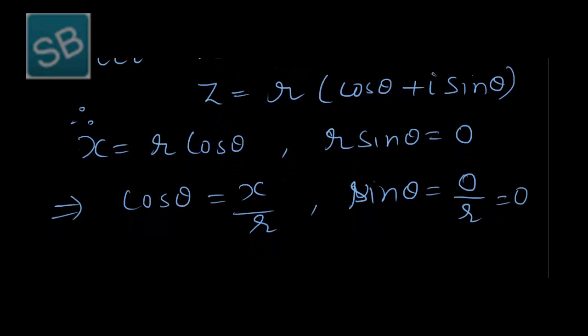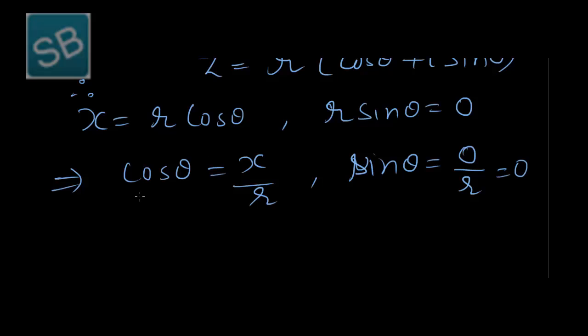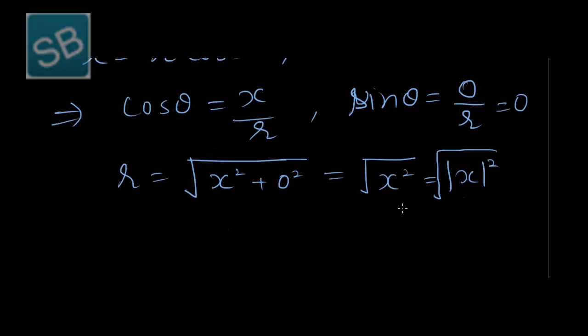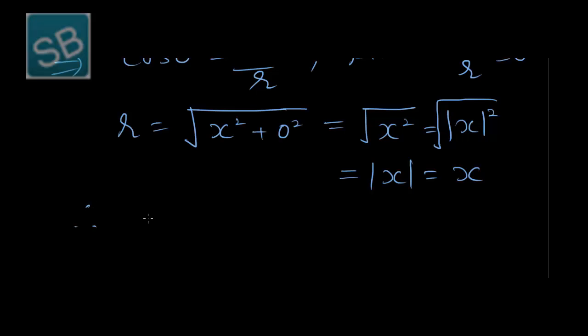So what is the value of r? We will get r from the value of x square plus y square under root, that is the modulus value. So we get square root of x square, that is mod x. It is always positive, so the value of r is mod x.